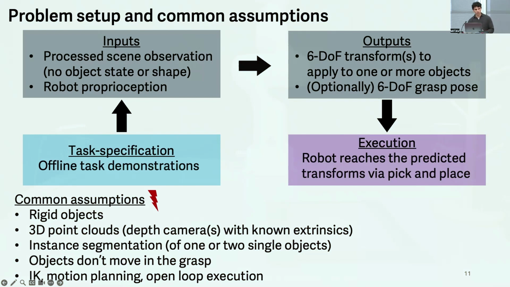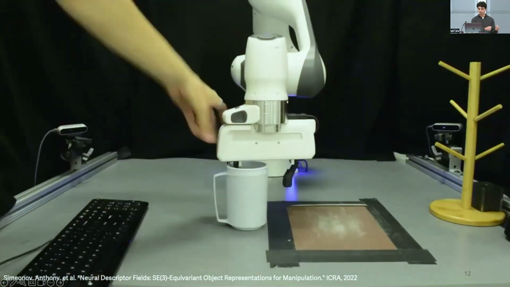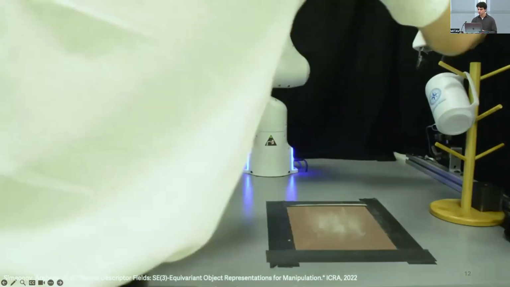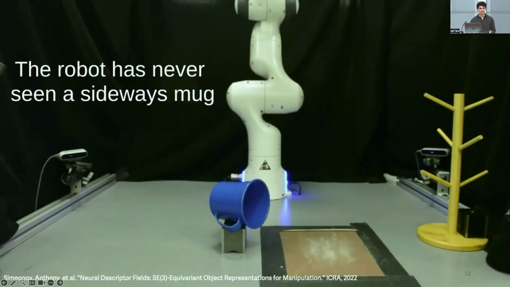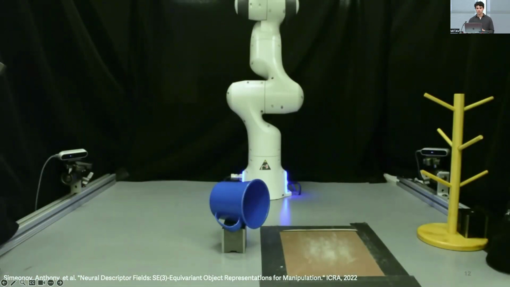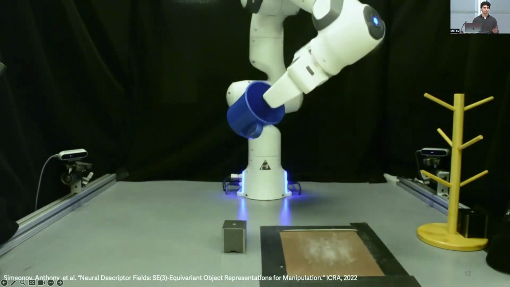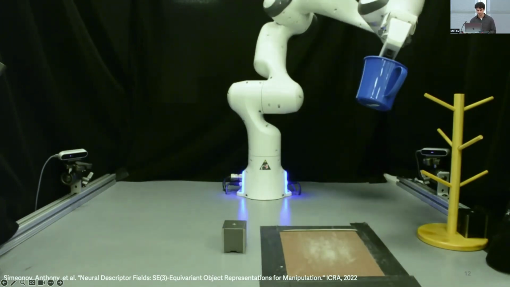Now to begin, I'll talk about our work on neural descriptor fields. This is an SE3 equivariant object representation for data-efficient manipulation. Just to give a teaser of the result that we enable, suppose a robot is provided with a demonstration of grasping this upright mug and then hanging it on the rack. Our system and representation can use just a small handful of these demonstrations to repeat the task on a new mug that has a different shape and is placed in a never-before-seen pose.